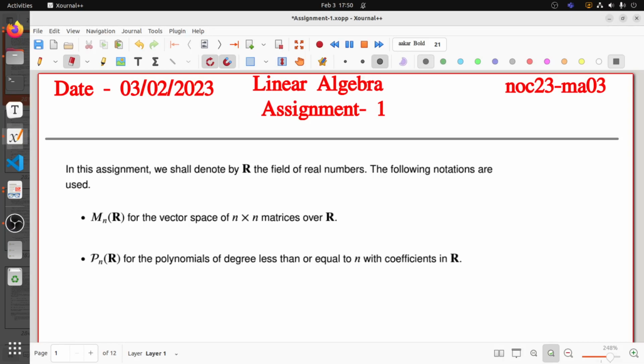So U does not belong to the span of S, right? So question number 4 is also false. Let me tell you that this one will not be in the span of S. This you can easily check. So question number 3 is also false. So now check the last one. You have to check again whether U is in the span of S or not.